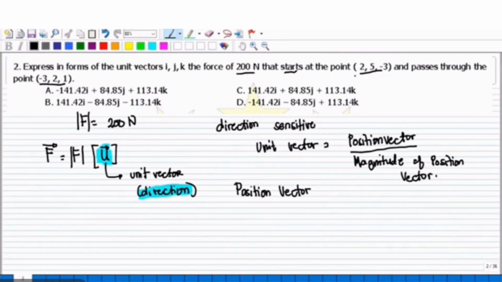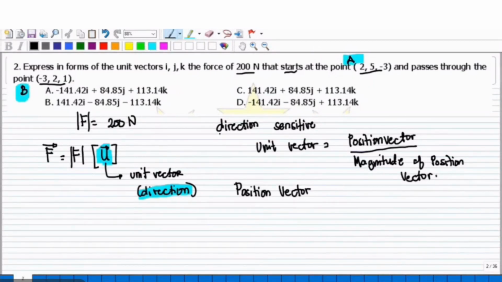point natin is nag-start sa point 2, 5, 3, okay? So let's call this as point A na lang po. And yung ating patutunguhan, it will pass through the point negative 3, 2, 1. Okay, so let's call this as point B. Kung iisipin natin or kung i-imagine natin, so from A, papunta siya sa B.